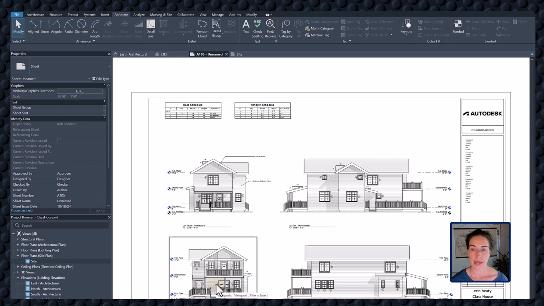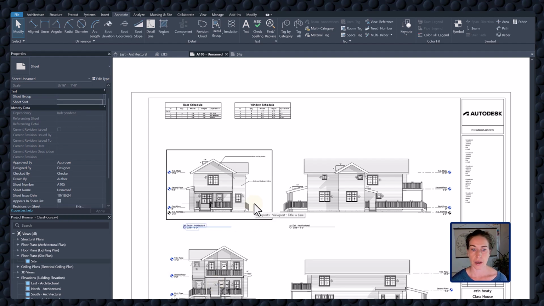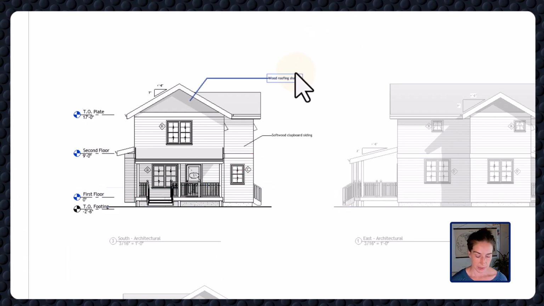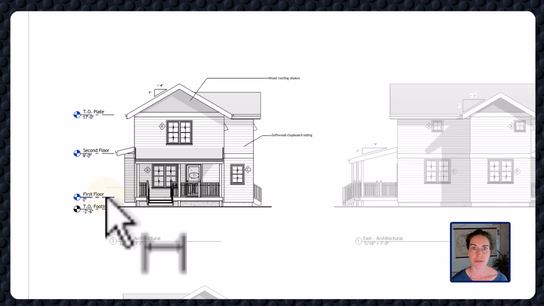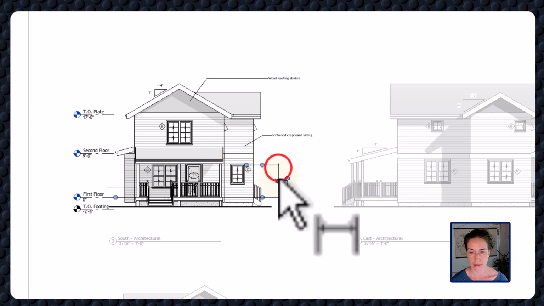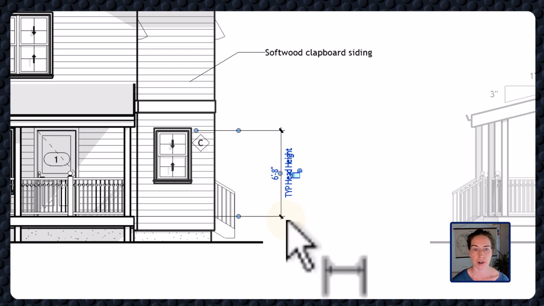I also need to add in at least one view the typical head height. I'll go to my south elevation. I'll type DI to activate the dimension tool. I'll choose my first floor level and then the top of a window frame. I'll then edit the text to indicate that that's my typical head height for all windows.